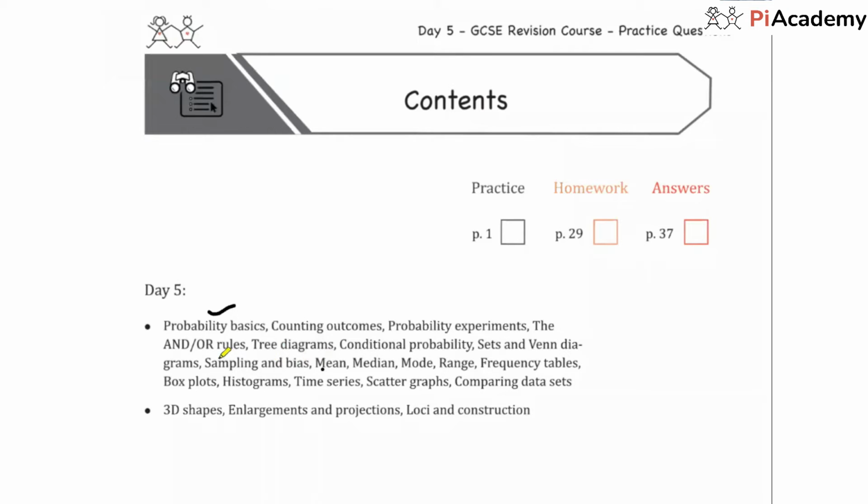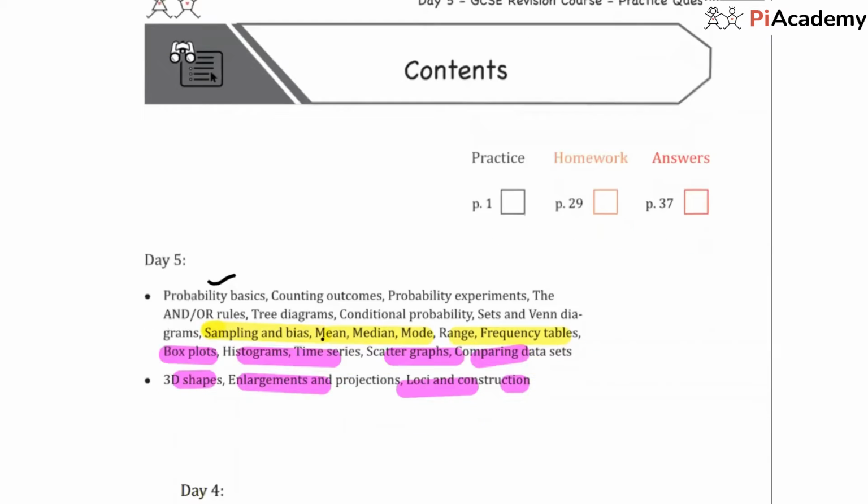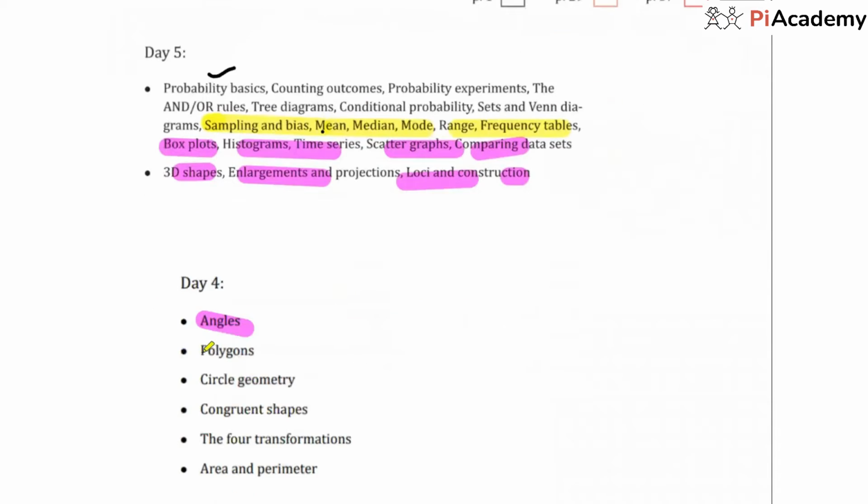We're going to do sampling and bias, mean, median, mode, range and frequency tables, and then box plots, histograms, time series, scatter graphs, and all that. And then we'll also go to 3D shapes, and then constructions also. Maybe we look into it. You remember last class we did angles, polygons, circle geometry, congruent shapes, transformations, area, and perimeter. So today we're done with that. We'll be doing probability and statistics today. Let's start.